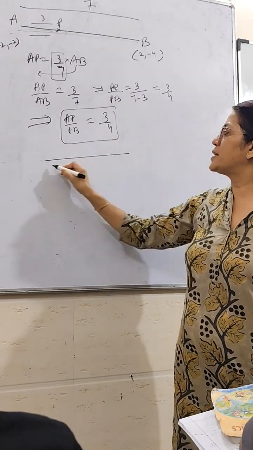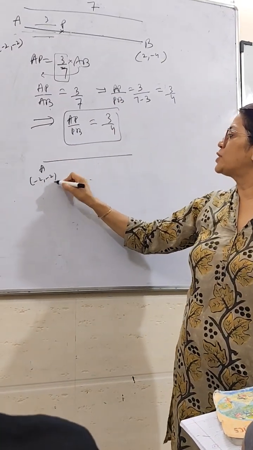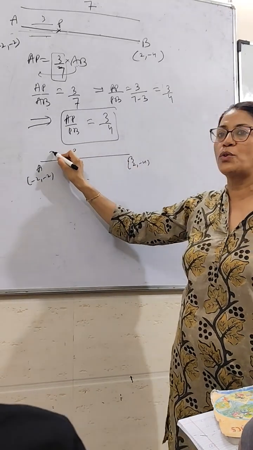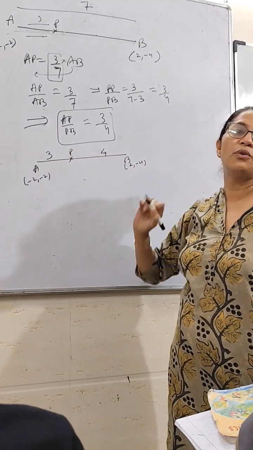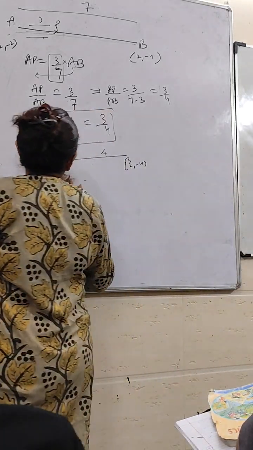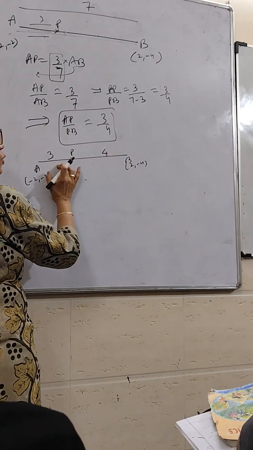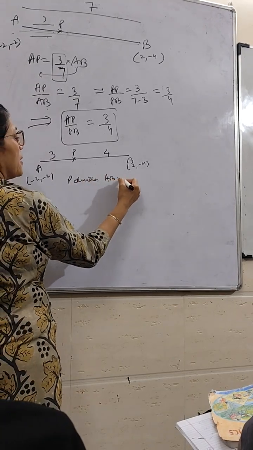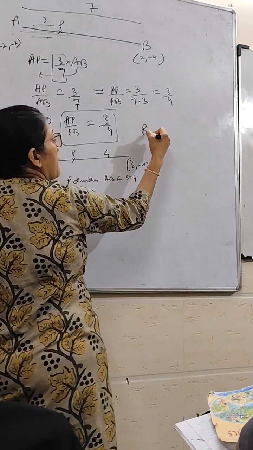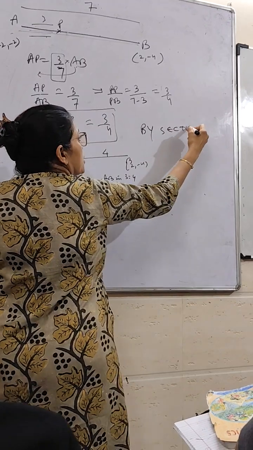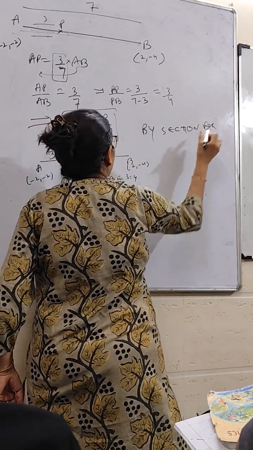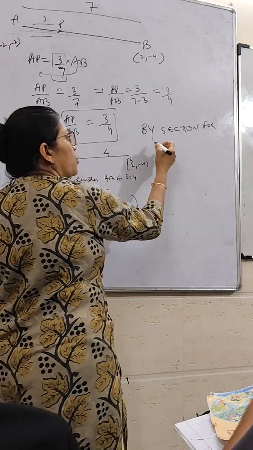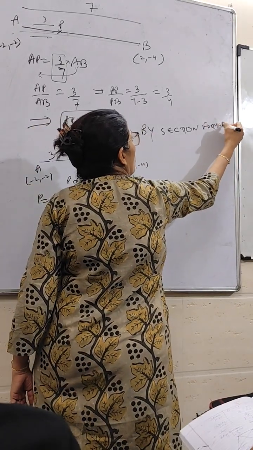Now this is (-2, -2), and this is (2, -4), and this is the point P, and this ratio is 3 and this ratio is 4. This part is 3, this part is 4. So P divides AB in 3:4 by the section formula. Don't just start writing directly. Write down the section formula.